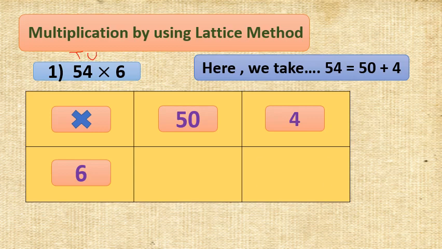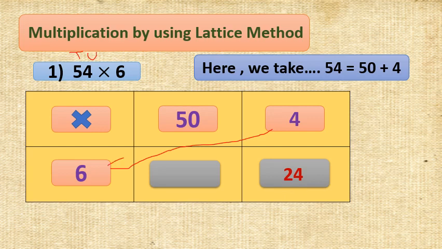Okay, now here 6 4s we will do and 6 50s. First you can take any number here. I will do 6 into 4. How much? 6 4s are 24. I will write here. Then 6 5s are 30 and one more 0, so that is 300, isn't it? Here 300 I got and 24.